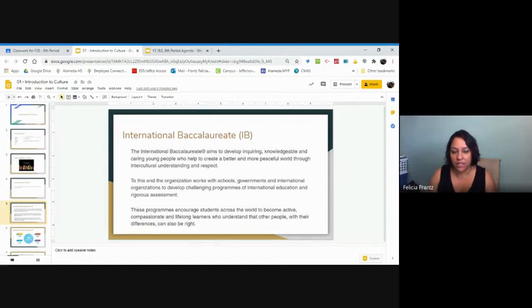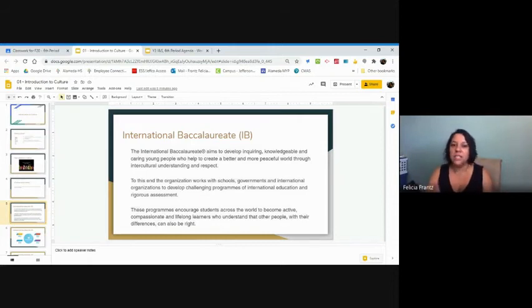They say that their culture aims to develop inquiring, knowledgeable, and caring young people who help to create a better and more peaceful world through intercultural understanding and respect. To this end, the organization works with schools, governments, and international organizations to develop challenging programs of international education and rigorous assessment. These programs encourage students across the world to become active, compassionate, and lifelong learners who understand that other people with their differences can also be right.